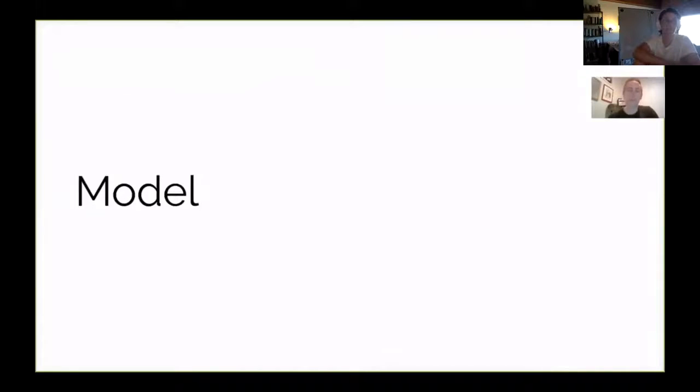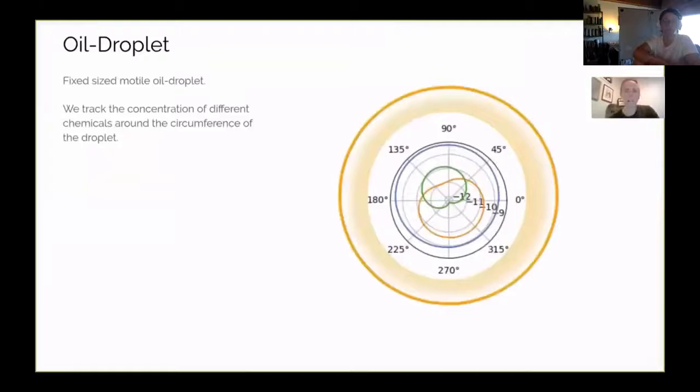I'll now run you quickly through the model. The model consists of an environment in which there can be one or more motile oil droplets. Each oil droplet has a fixed size, and for each oil droplet, we track the concentration of different chemicals at the surface of the oil droplet. So we don't think about the concentrations within the oil droplet. They're not captured in our simulation at all. All we think about is the amphiphilic molecules that are embedded in the surface at this stage anyway. And we can have 1, 2, 3, as many of those surface chemicals as we want to track in the model. And we track their dynamics.